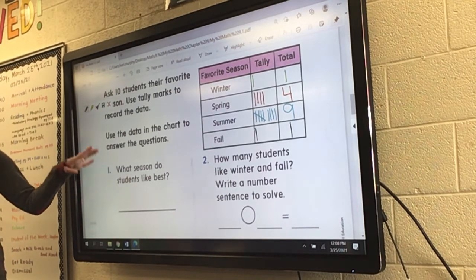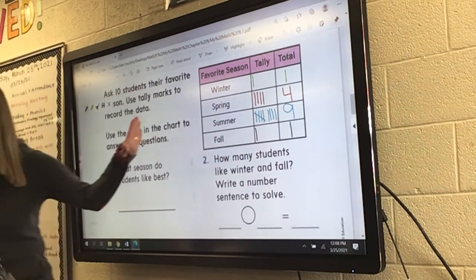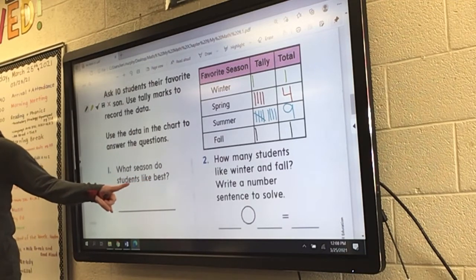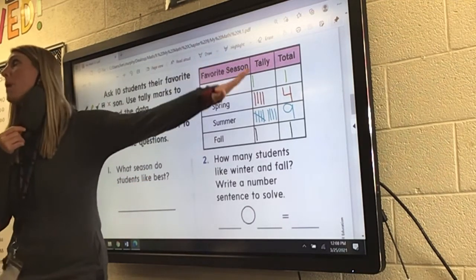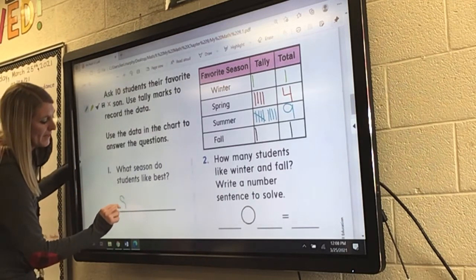What season do our students in here like best, guys? Summer. So you are going to get questions where you have to look at the chart and the data, and you need to answer them. So when you see the words like best, you know that you have to find the one with the most, the biggest number. So we're going to write on the line summer.